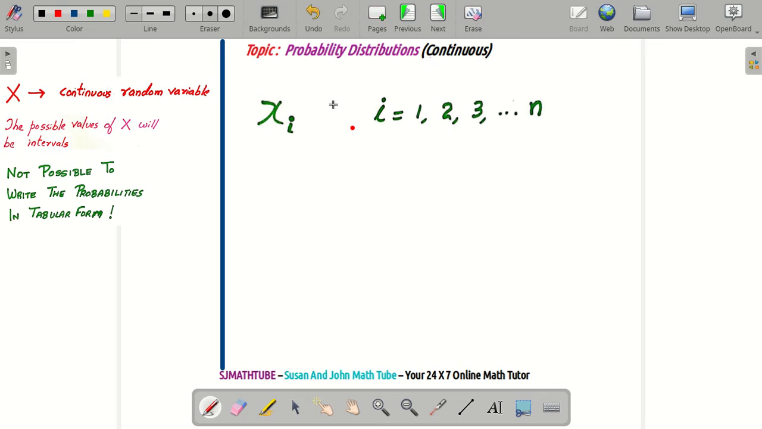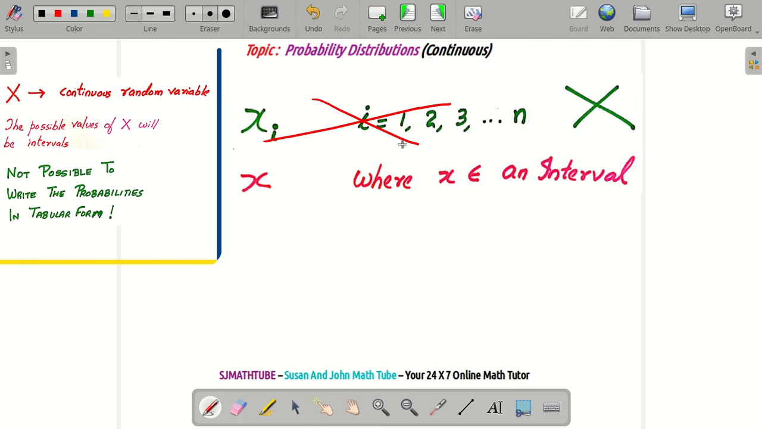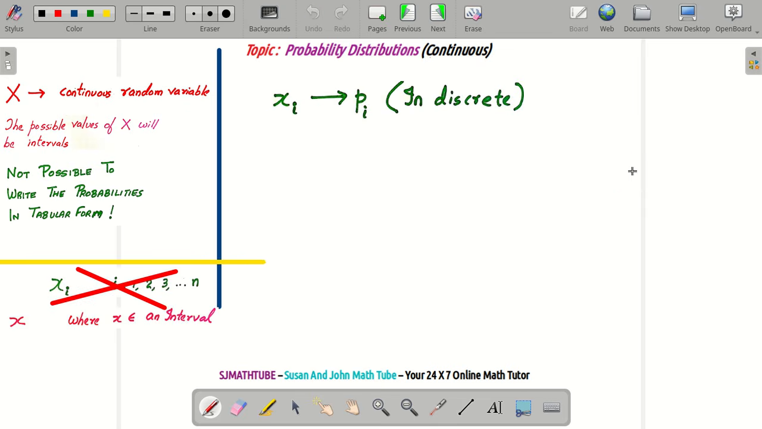Do you remember the input values in our discrete probability distribution? Yeah, we call them xi's. Xi in the sense x1, x2, x3, x4, etc. But in the continuous case, this is impossible because there will be an infinite number of values in the interval that you cannot list. So we just use x, where x can be any real number in the given interval. So I hope you're okay with the point.